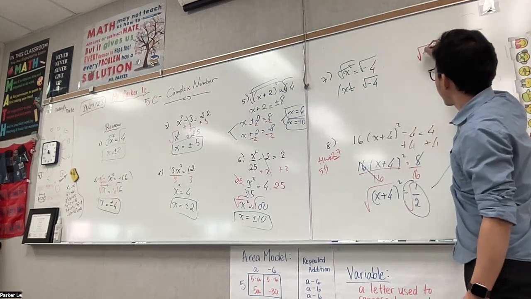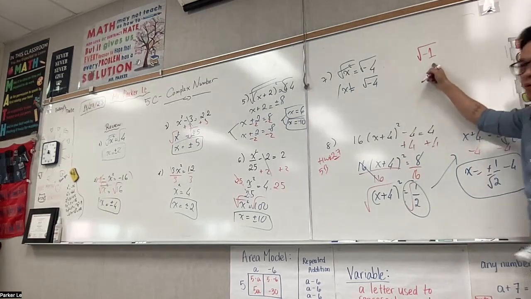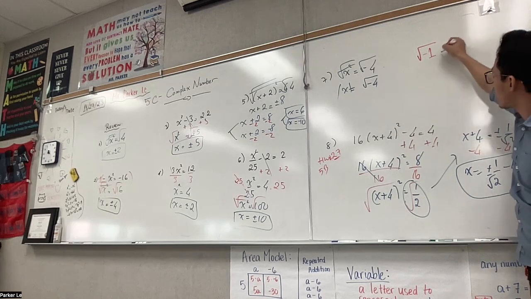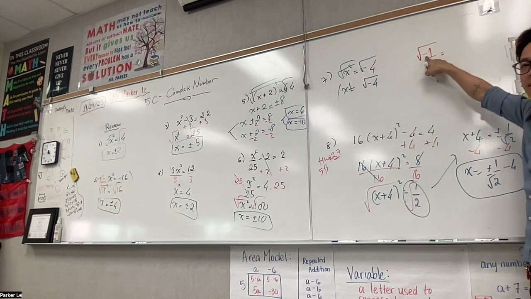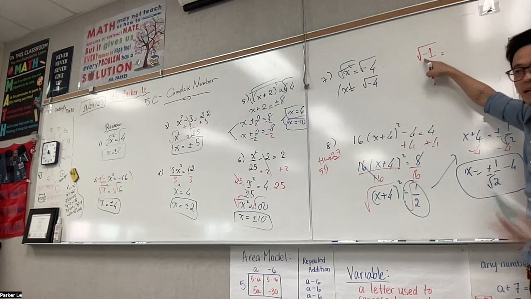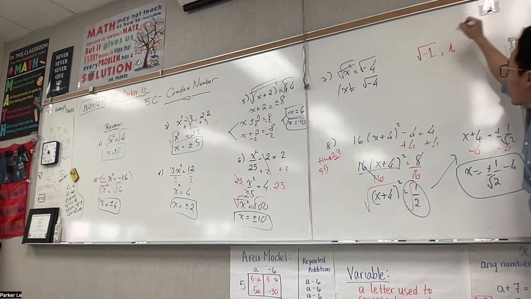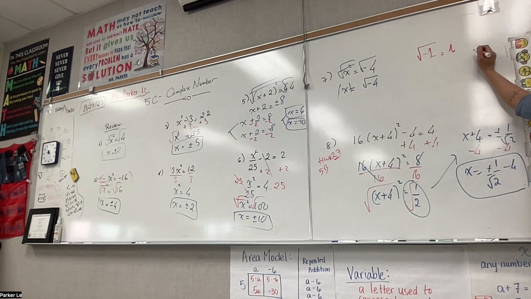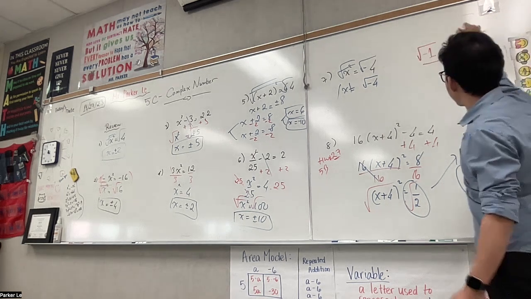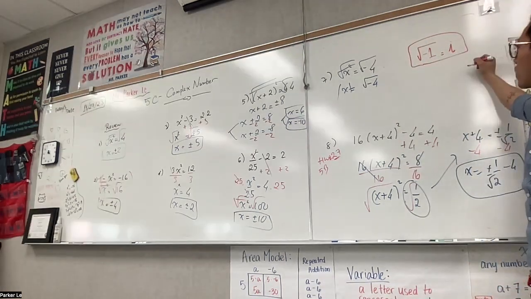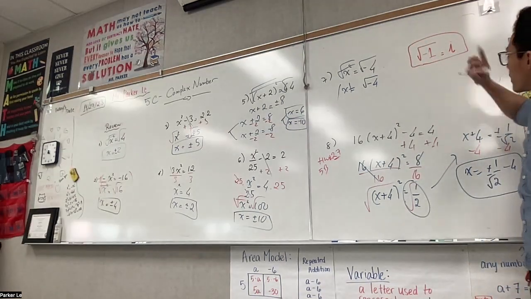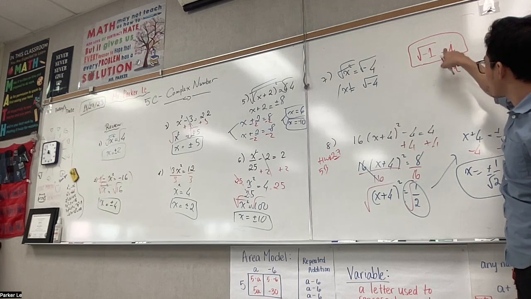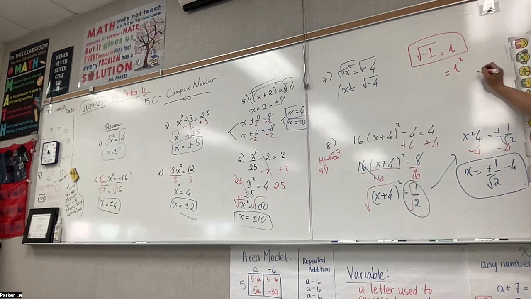Every time you have a negative inside the square root, you just replace it by i. i stands for imaginary, unreal, okay? Imaginary. So remember this: square root of negative 1 equals i. So can someone from here give me what is i squared?